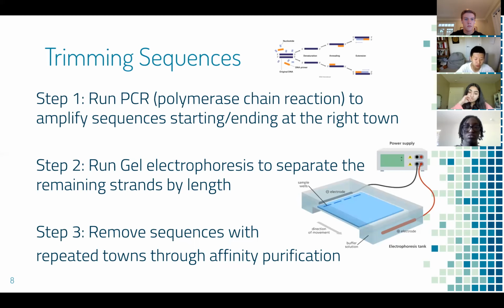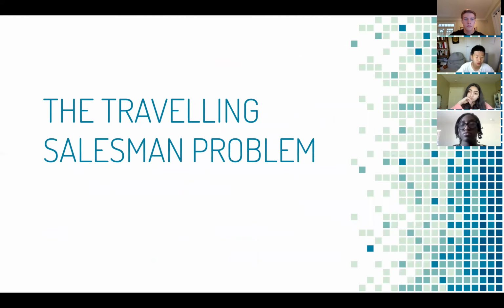And step 3 is to remove sequences with repeated towns through affinity purification, which removes any towns that repeat. For example, you can't go to the same town twice, as shown in the instructions. So thus, after these 3 trimming processes, we're able to get many different possible sequences that fit the requirements of the problem. And this is how Adleman solved this problem. So next, Mary will go over another computational problem called the traveling salesman problem.